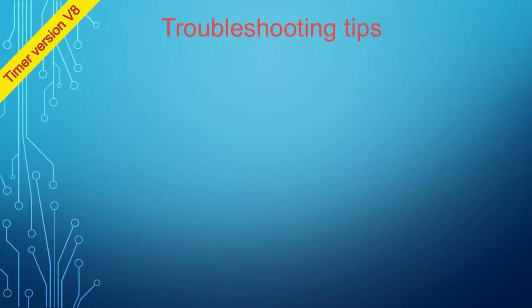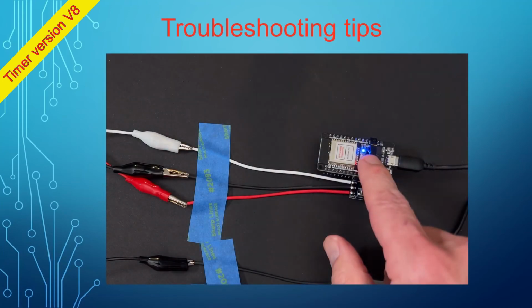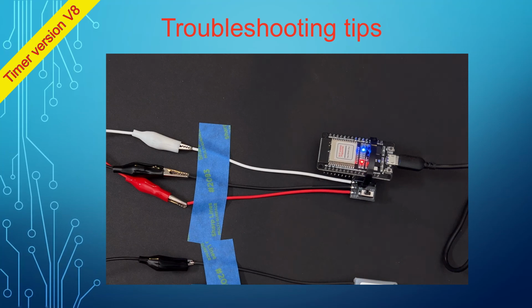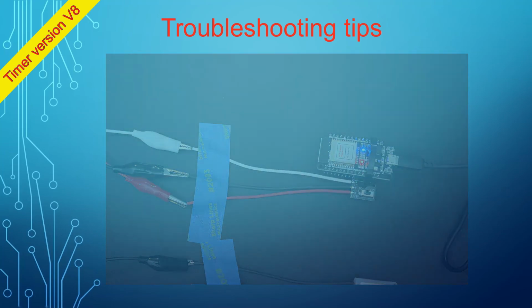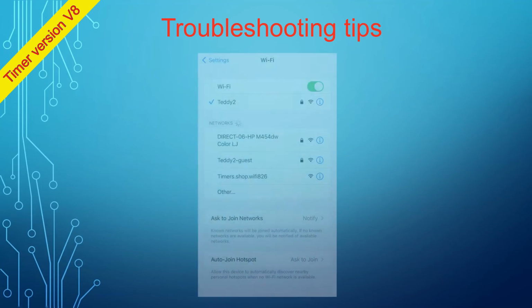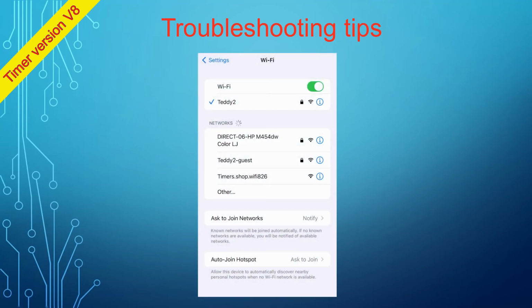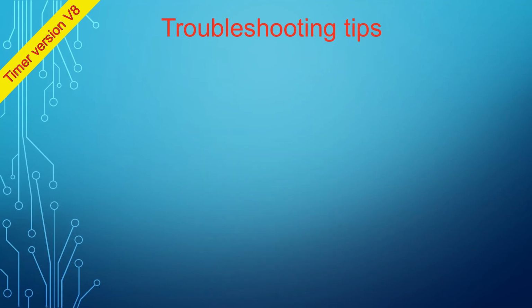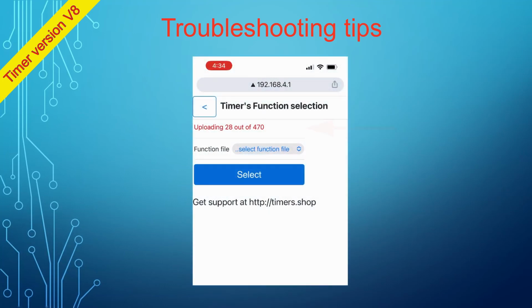Here are a couple of troubleshooting tips. If the programmer's blue LED does not light up, then the programmer cannot properly communicate with the timer. Check the connection and retry. If the programmer's web page does not load, verify the device is still connected to the programmer's Wi-Fi network. The web page displays the communication statuses as well as error messages. Keep an eye on them, they might help to troubleshoot the issues.